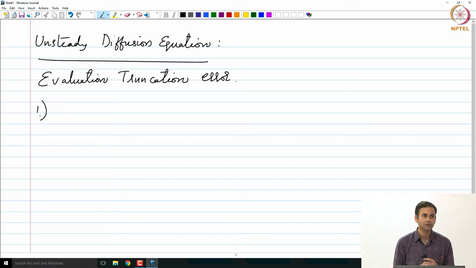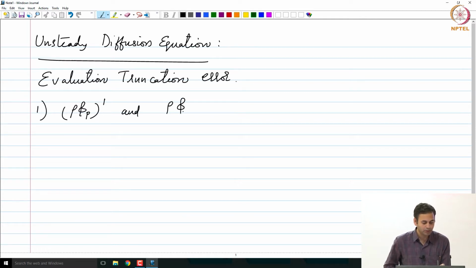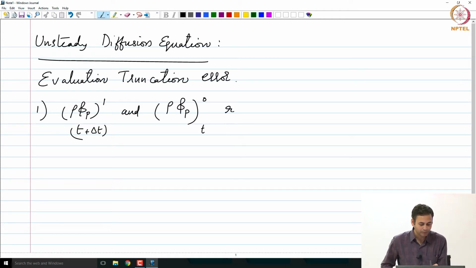What are those? If you look at the unsteady term, we had this rho phi p 1, right, and rho phi p 0, right. These correspond to the t plus delta t and t values. These values, what did we say? We said that these are representative of the cell centroid values. Phi p is what we have used. So, these are again represented by the cell centroid values.